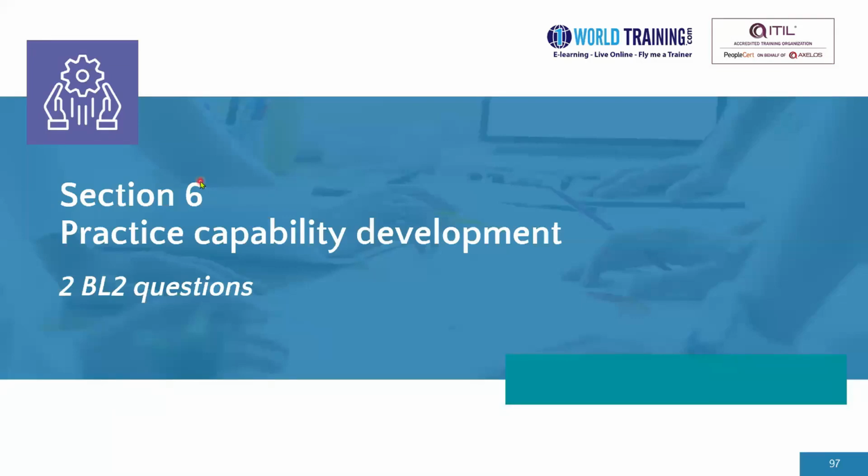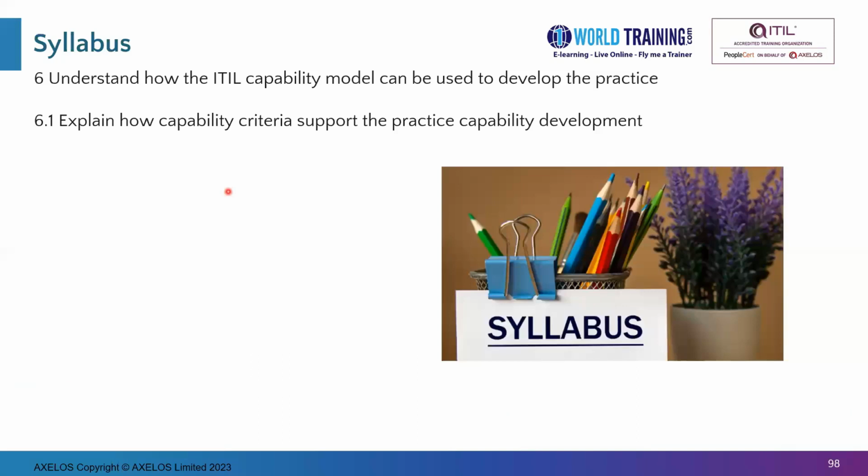We are in section 6, practice capability development for the supplier management practice. In the exam, there will be 2 questions from this topic, and those 2 will be understanding type of questions, the Bloom's level 2 or BL2, that is. We will be, first of all, looking at what the ITIL capability model is in brief, and then understand the capability criteria within this model and how those map to the practice.